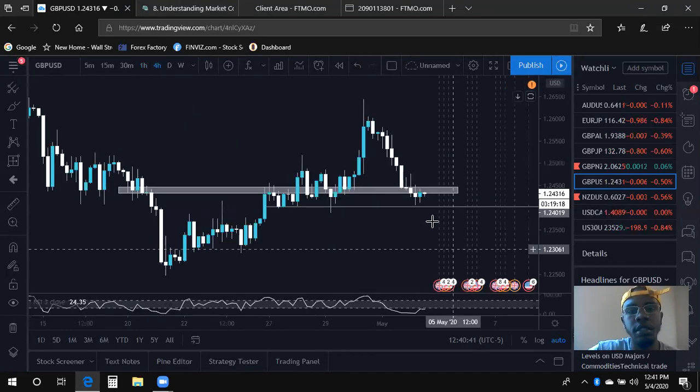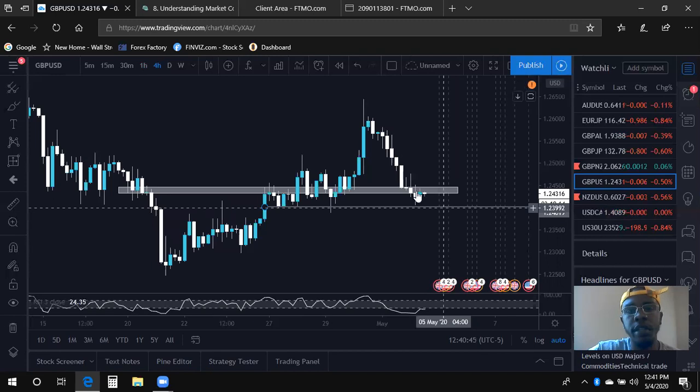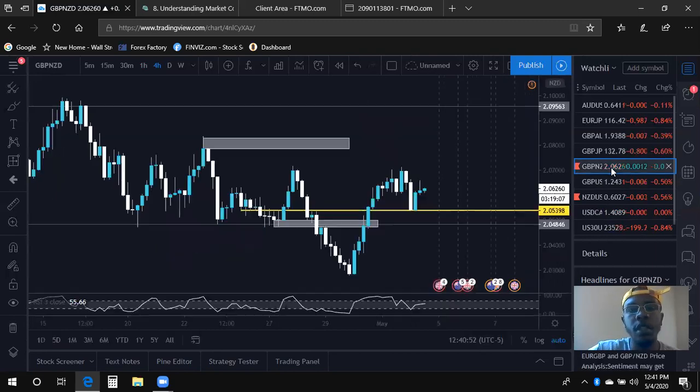Like on the 4 hours, it's still playing in this structure. It hasn't broken this support right here, and it's still playing in the zone. So I'm gonna leave that right there. I'm gonna delete all of this because none of this makes sense to me.